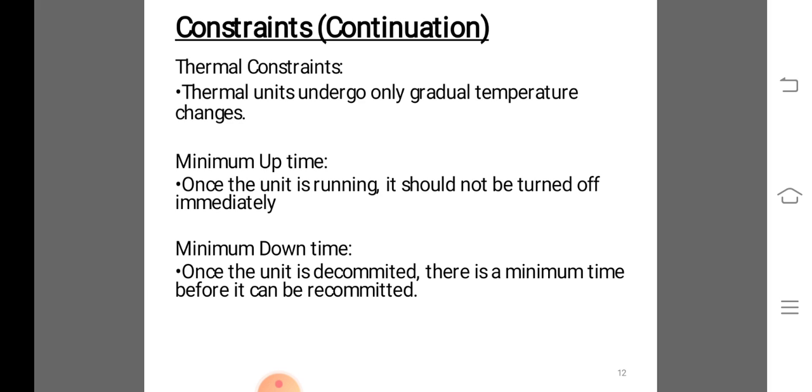Minimum uptime: once the unit is running, it should not be turned off immediately. Minimum downtime: once the unit is decommitted, there is a minimum time before it can be recommitted. Crew constraints: if a plant consists of two or more units, they cannot both be turned on at the same time, since there are not enough crew members to attend both units while starting up.